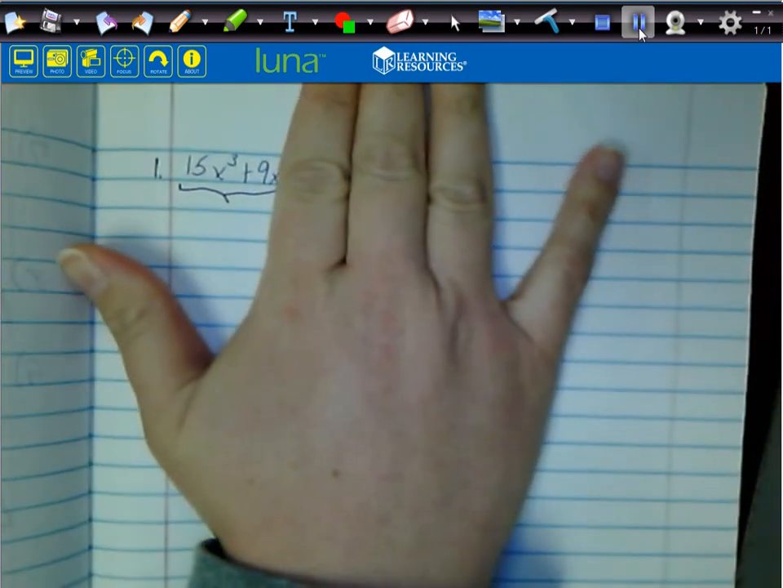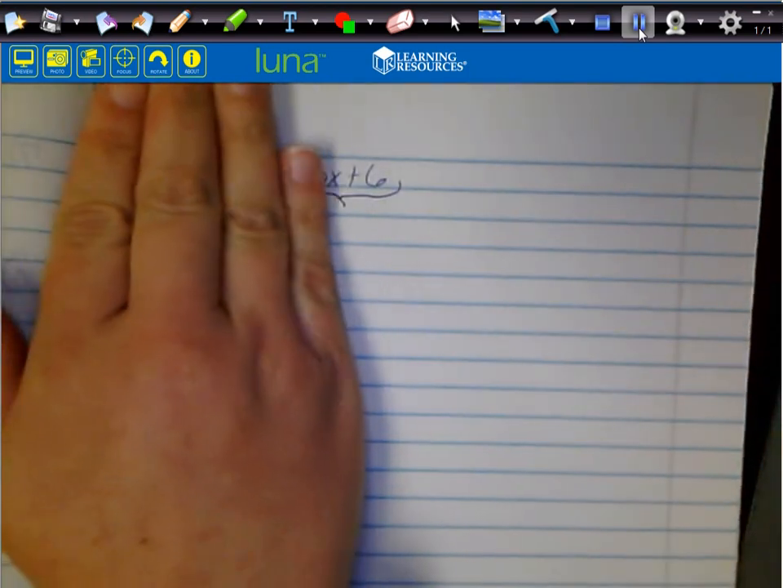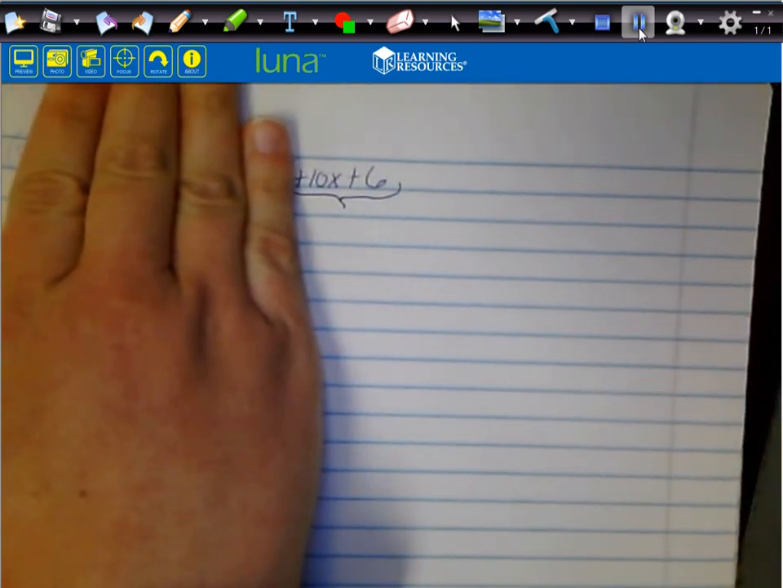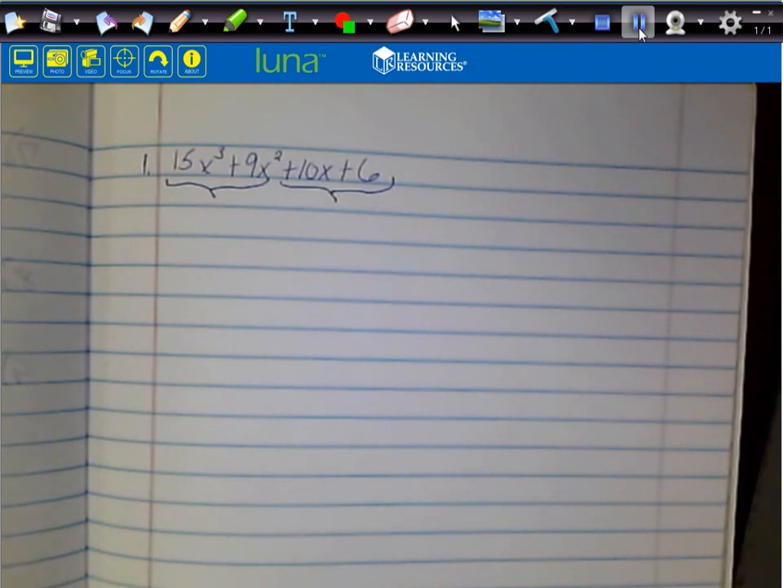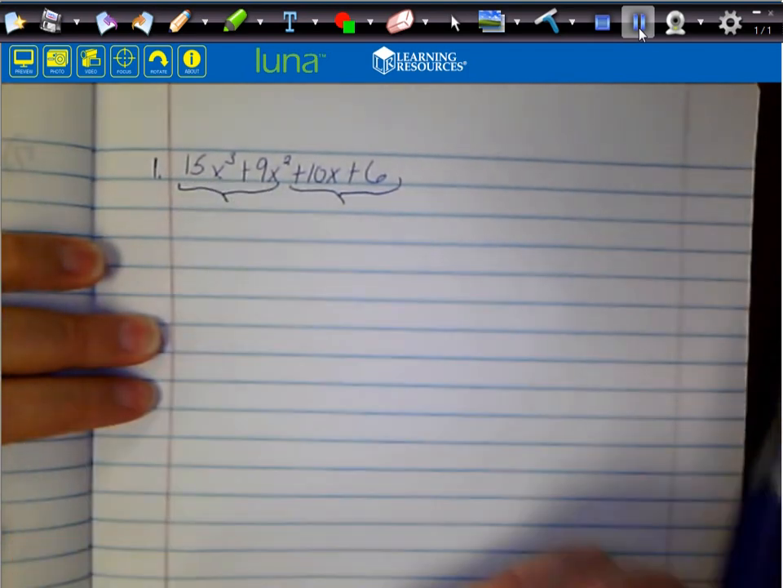We're going to pretend that this isn't here, and we're going to factor out the GCF just like we did in yesterday's lesson. Then we're going to pretend that the first part's not here, and we're going to factor out the GCF of the second part, just like we did yesterday. Alright, so right now I'm concentrating on these 2 terms right here.